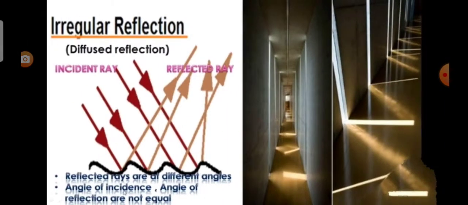Now we see about irregular reflection. Here, when light falls on a rough surface, the light rays are reflected at different angles. In this case, the angle of incidence and the angle of reflection of each ray are not equal. Hence, the law of reflection is not obeyed in this case, and thus the image is not clear. Such reflection is called irregular reflection or diffuse reflection.